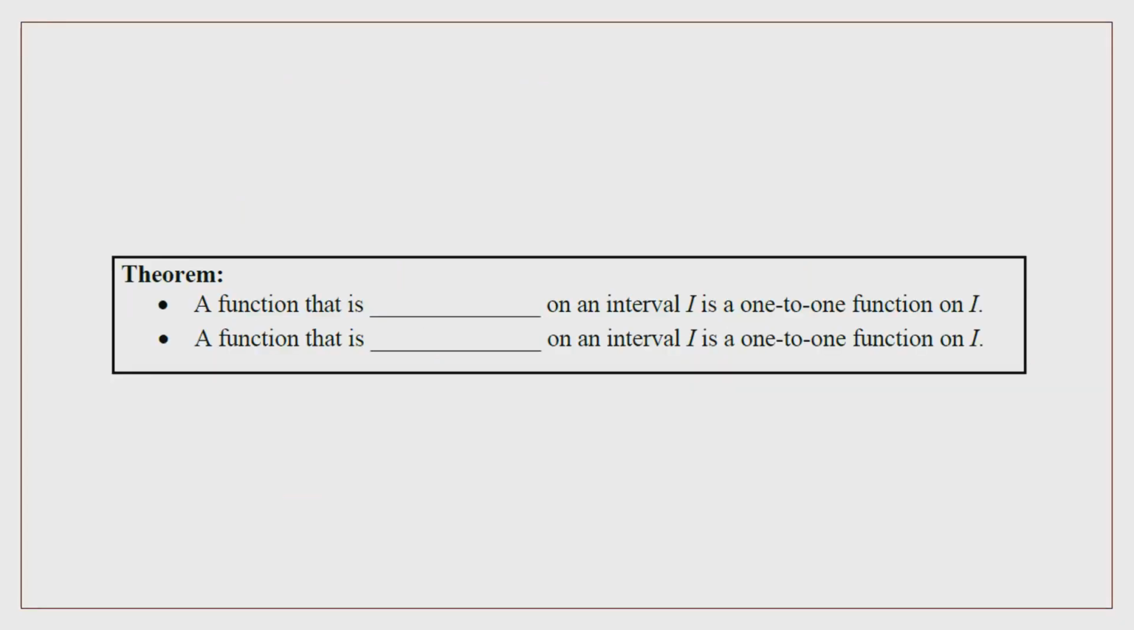So that leads us to this theorem that states a function that is increasing on an interval I is a one-to-one function on I, and a function that is decreasing on an interval I is a one-to-one function on I.